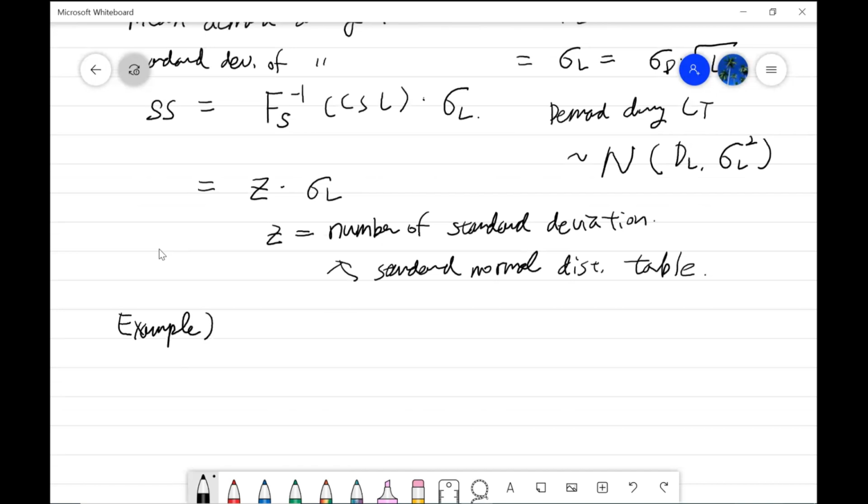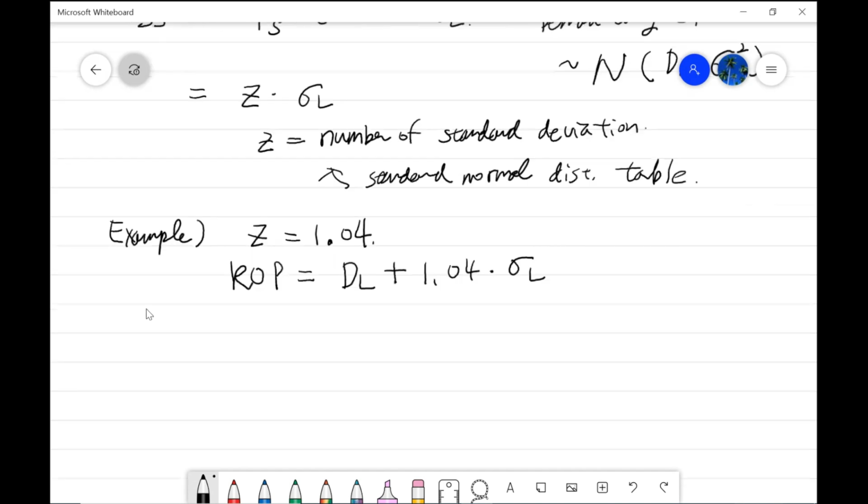Okay, let's say G is 1.04. According to that, the reorder point becomes the average demand during the lead time plus 1.04 multiplied by sigma. I'm just using the previous formulas to show this, the reorder point, okay? Then under this situation, what is the cycle service level?